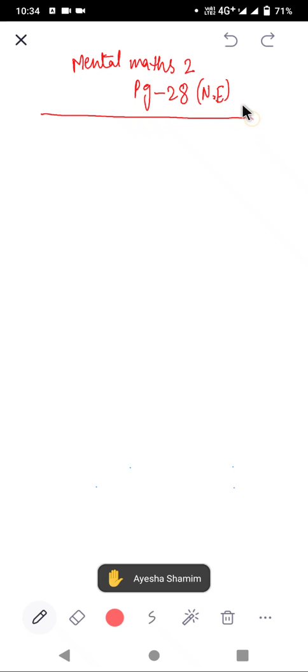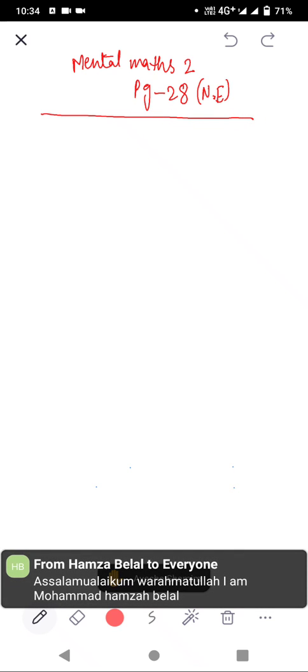Beta, take out the Math New Enjoying book, page number 28, I gave you homework. So first of all we will discuss this one. Mental Maths 2, page number 28 of New Enjoying. Okay, so what we have to do here is use addition facts to find out the subtraction facts. Let's take an example.